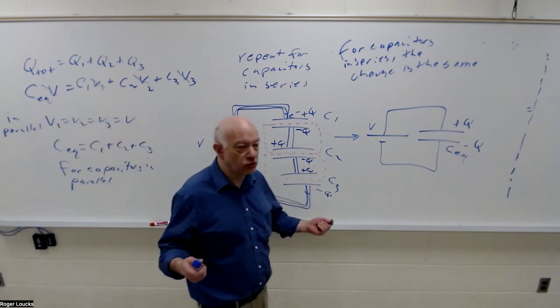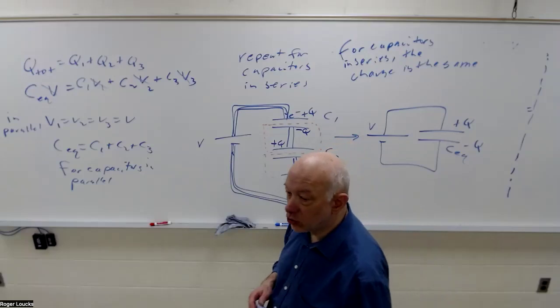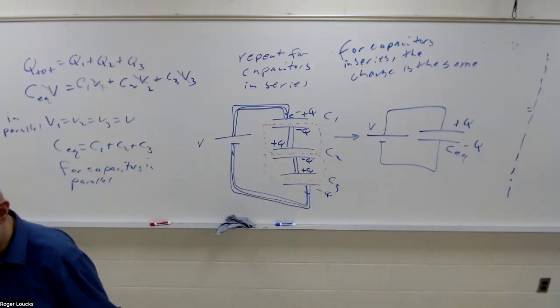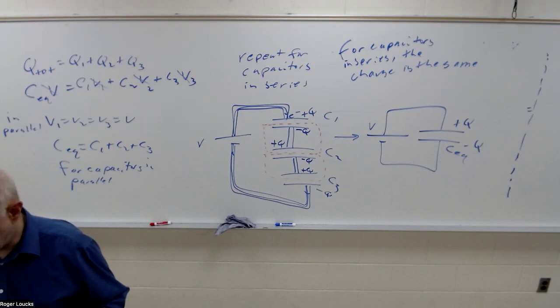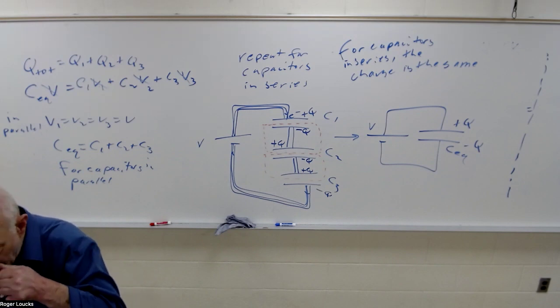So this already tells us something. If you want to store a lot of charge and you have capacitors, how would you connect them? You want to put them in parallel. If you put them in series, you're not going to get a lot of charge. So if you need to store a lot of charge, you have to put those capacitors in parallel.